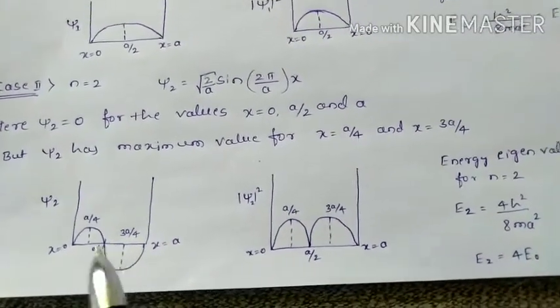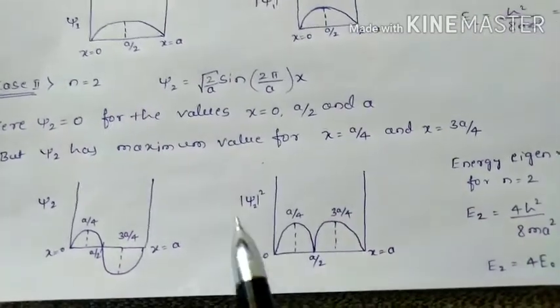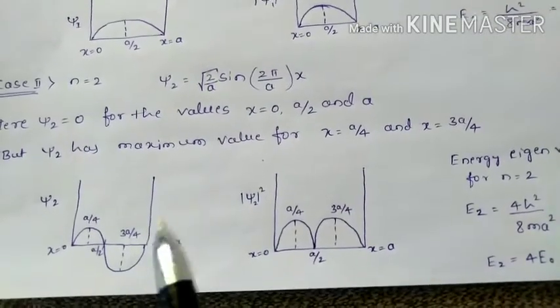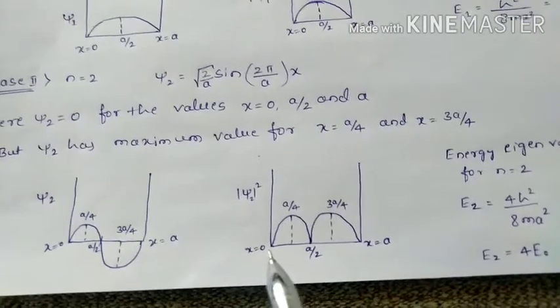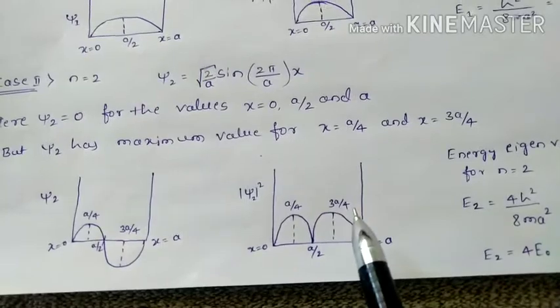Now if I plot the same graph for the probability density, it is modulus of psi square. So all the positive or negative values you have to take in terms of positive. So the probability density will be maximum at a by 4 and 3a by 4.